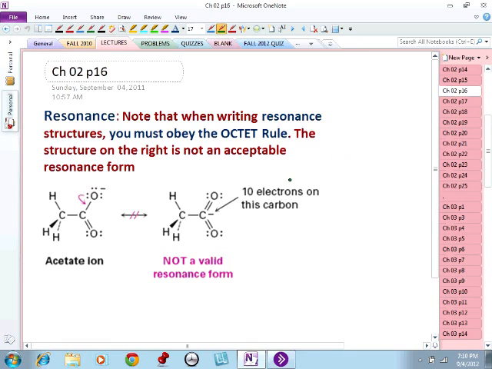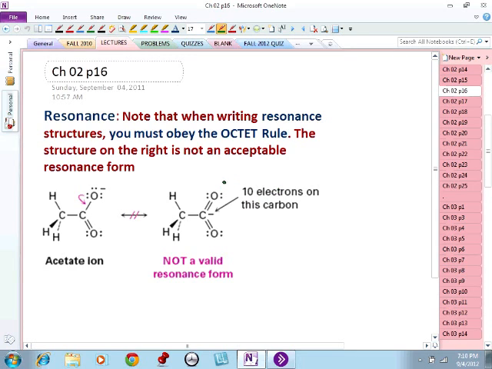Oh, by the way, keep in mind that in drawing resonance structures, it is possible for you to violate the valence rule, but you cannot have more than 8 electrons surrounding a given atom. You need to be aware of the octet rule. As much as possible, try to obey the octet rule, but you cannot violate it by having more than 8 electrons surrounding a given atom.